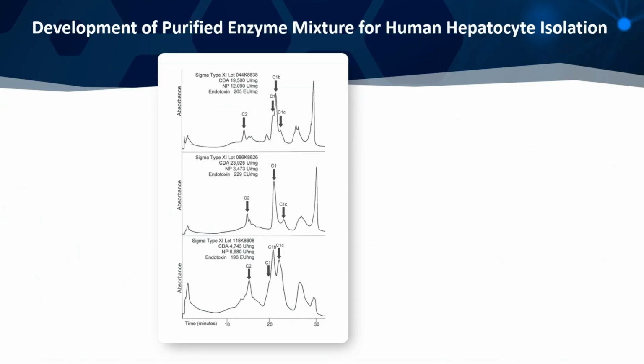And you can see that first lot, the top lot, was the one we used as a model to make a purified enzyme mixture. The next one was a lot that they got but didn't work. And you can see it has high collagen degradation activity, but low protease activity. And the bottom one has both low collagen degradation and low protease activity.